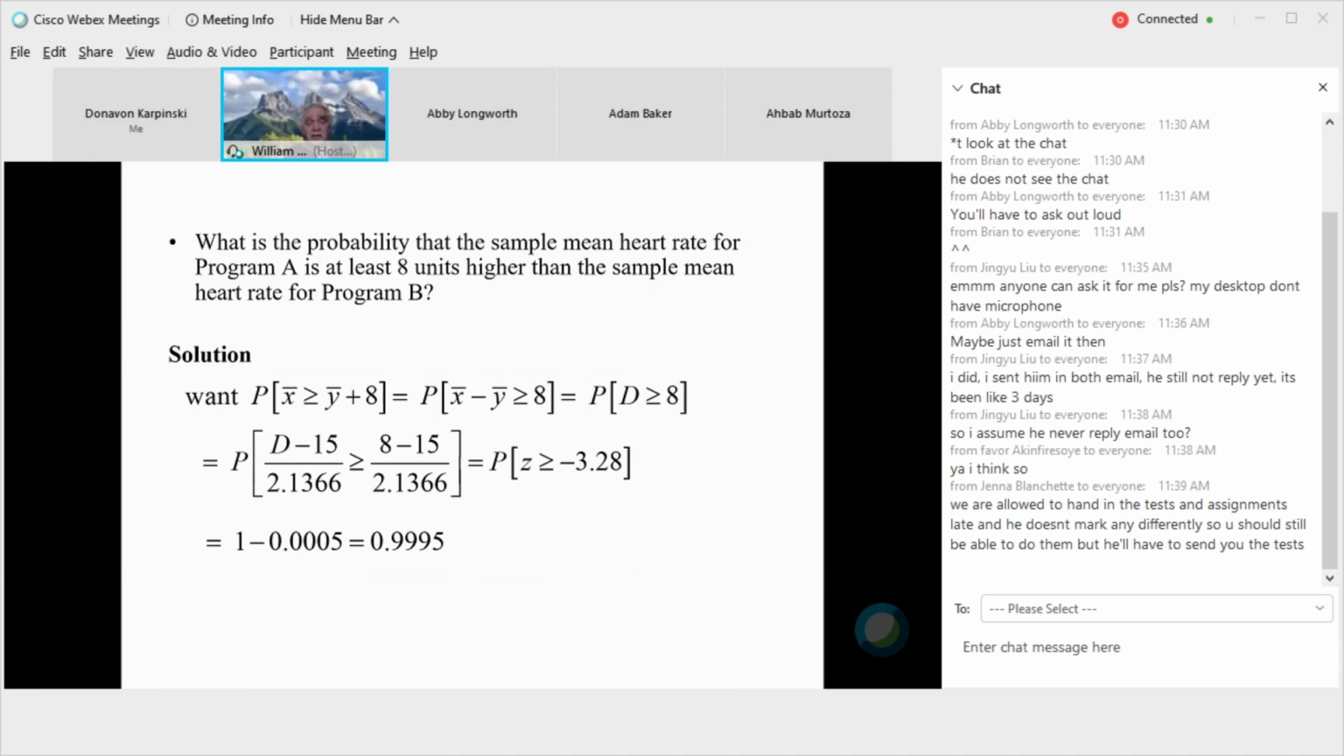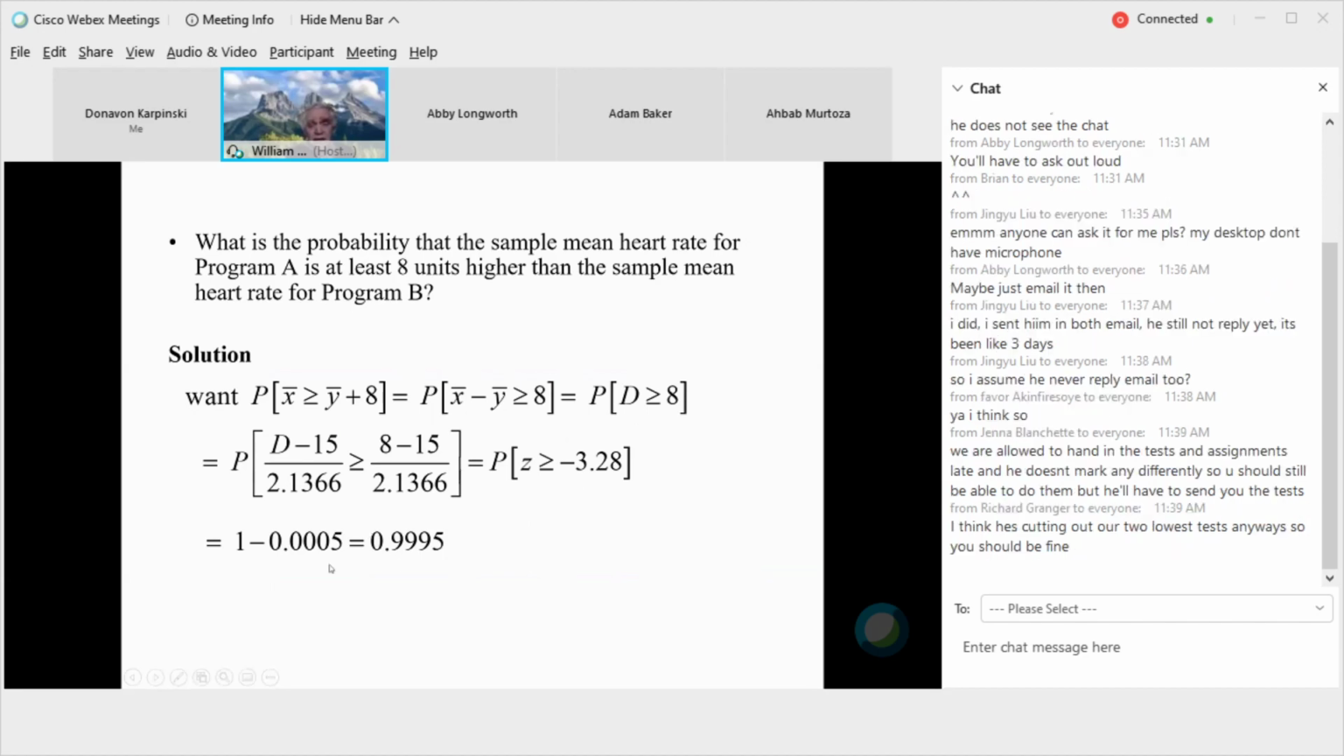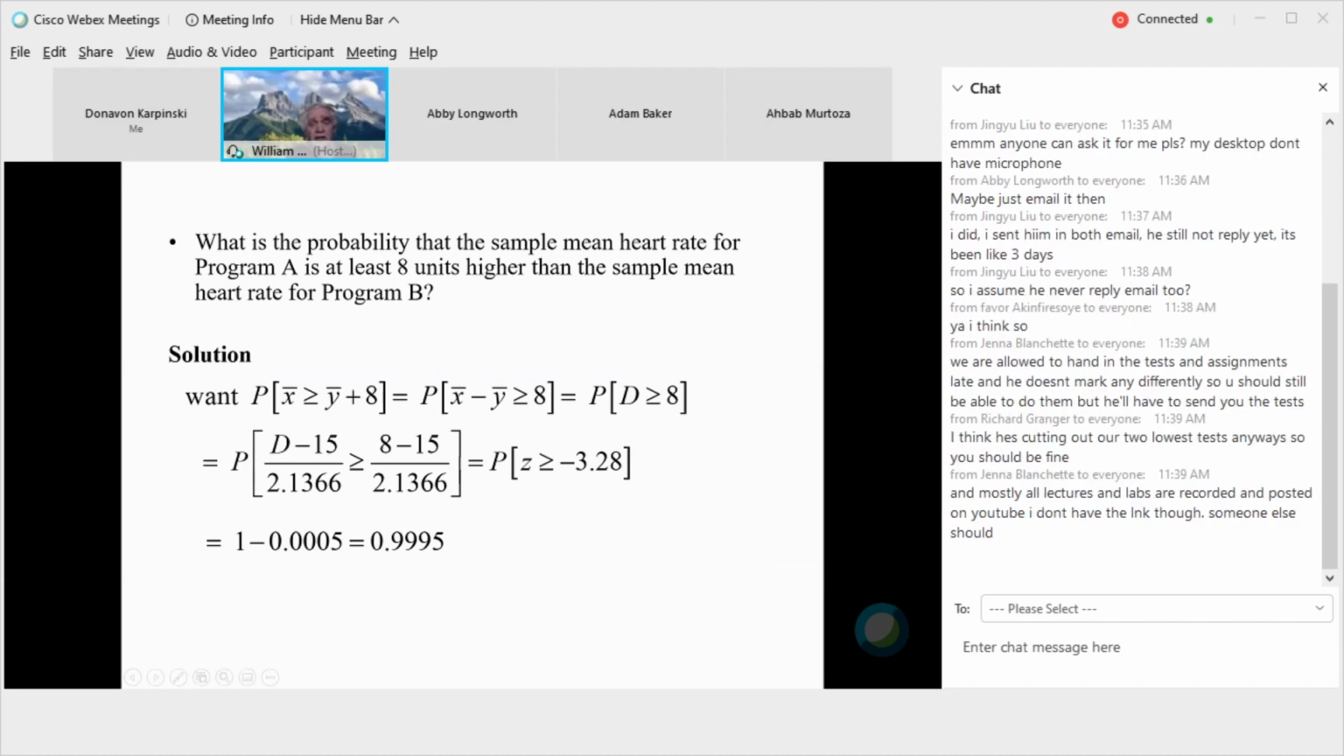We know the mean of D and the standard deviation of D. So we standardize the score. We get the probability that Z is greater than minus 3.28. If you look up in the table, being less than minus 3.28 is 0.0005. So being greater than minus 3.28 is 1 minus that value. So there's a 99.95% chance that X bar will be at least 8 greater than Y bar.